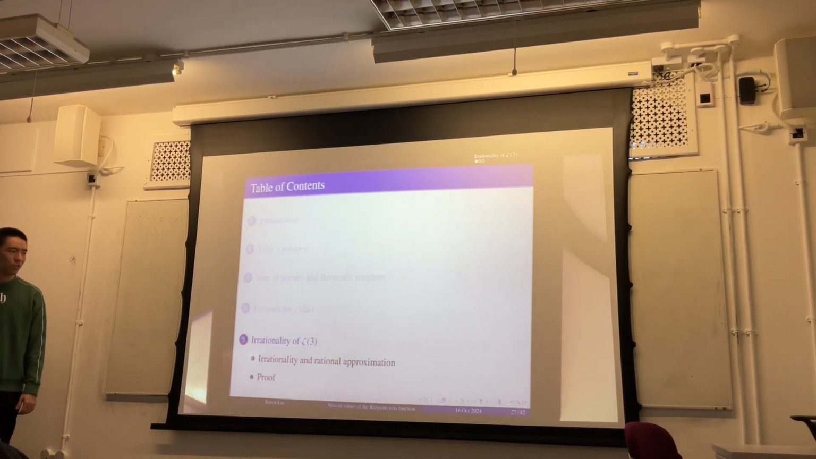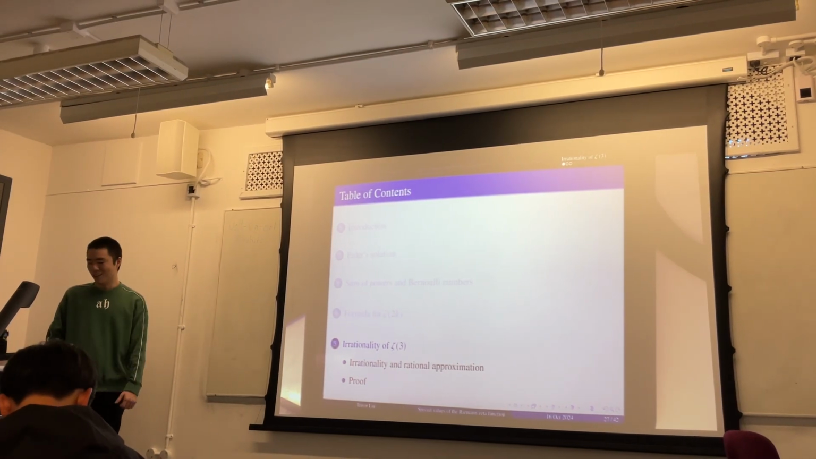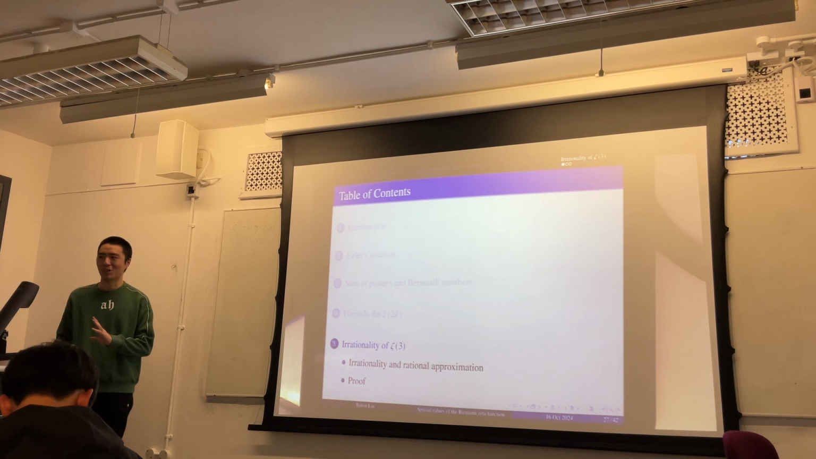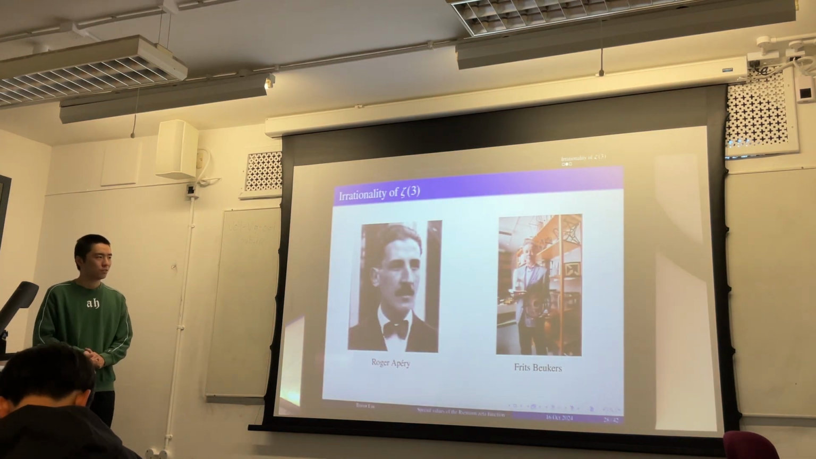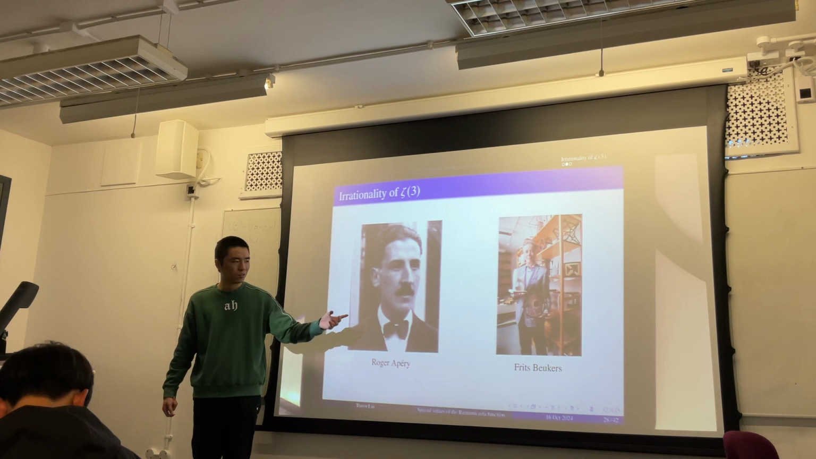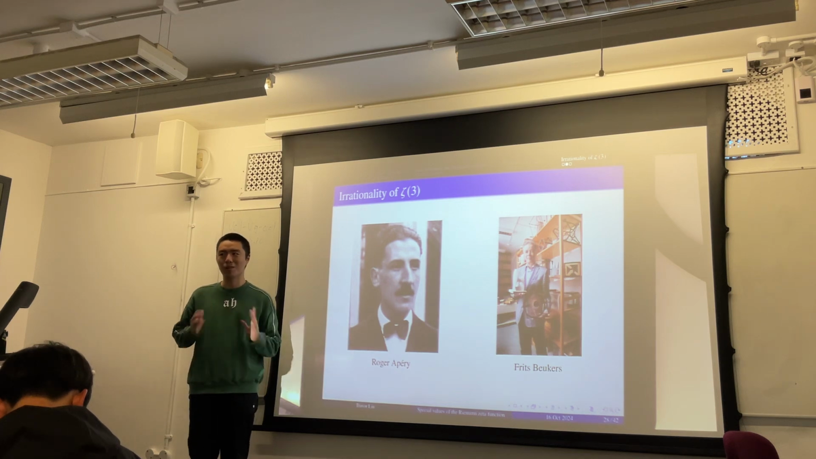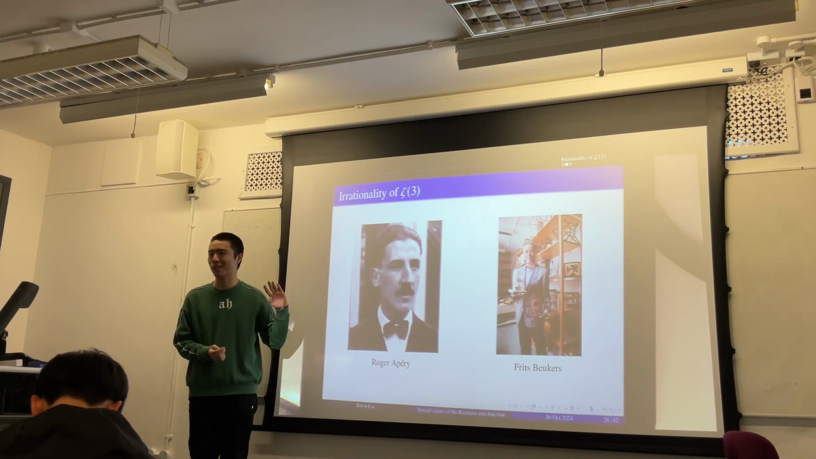Okay, so we are now going to talk about the irrationality of zeta 3. And before talking about the proof, we talk about a story behind this theorem. So it's called Apéry's theorem because he's the first person who presented it. And his proof was kind of complicated, more complicated than the one I presented to you about zeta 2k.